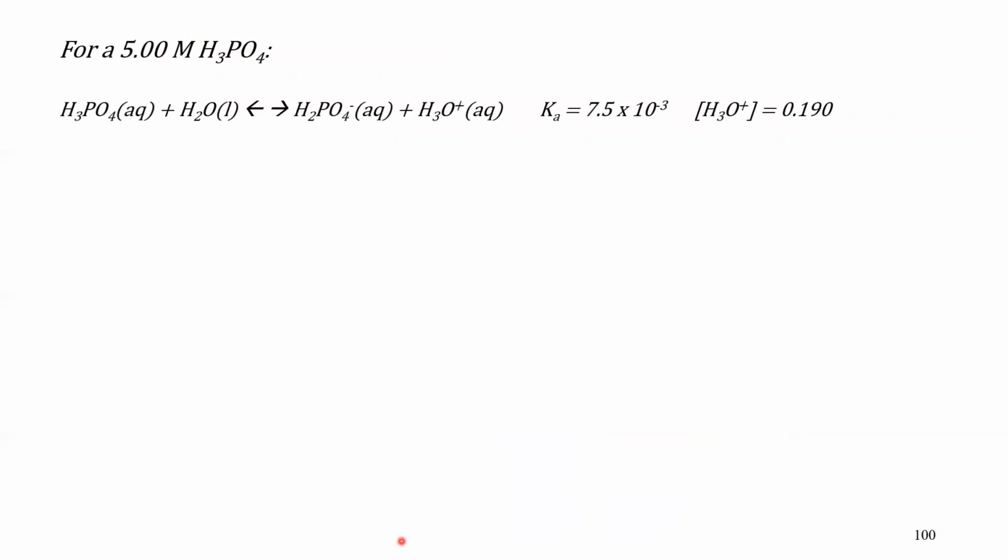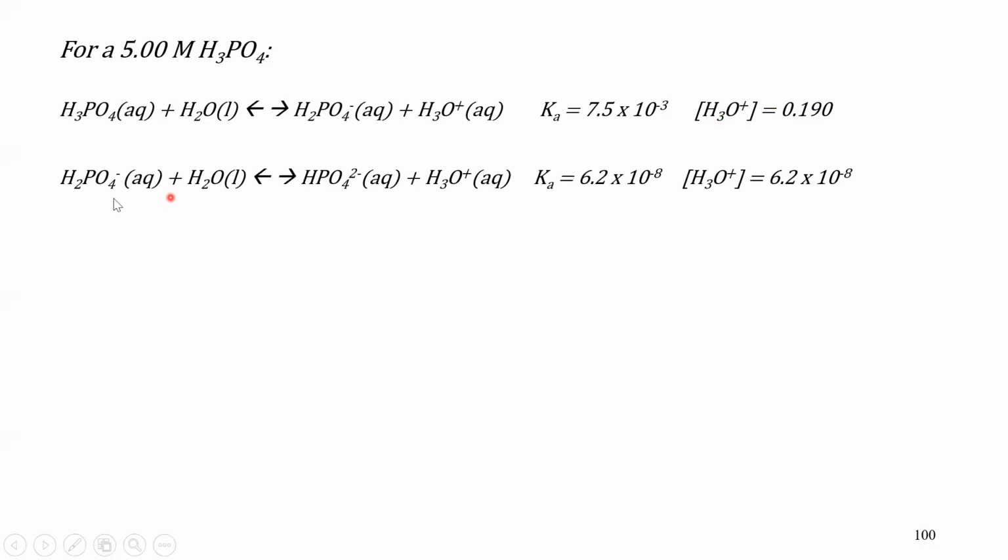Now, let's look at how these polyprotic acids are affected by their pH. So if we were to look again at phosphoric acid as our example, okay, here's our acid ionization. The Ka equals 7.5 times 10 to the minus 3. Okay, we could say x squared over our concentration, and we could figure out what the hydronium ion concentration is. We could do that, but we've worked on those kinds of problems already. So the hydronium ion concentration is 0.190.